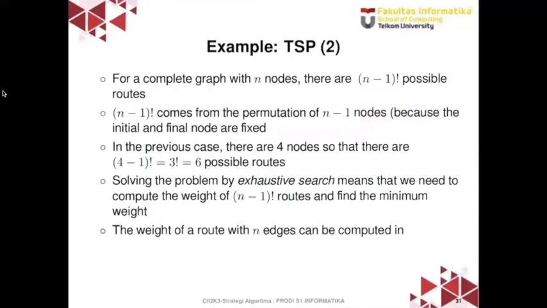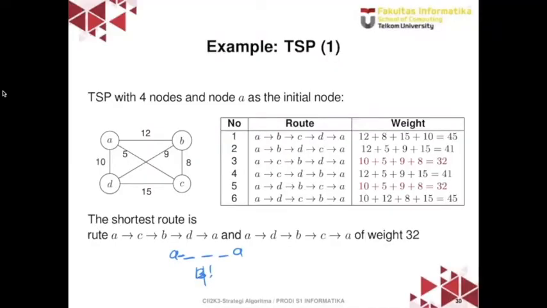Back again to the previous example. Here, you can see that this one is the mirror of this one, right? They have the same weight, and also this one is the mirror of this one. You can see that they have the same weight. And the last one here is the mirror of the fifth, and you can see that they have the same weight. So basically we only need to compute 3 routes instead of 6 routes.